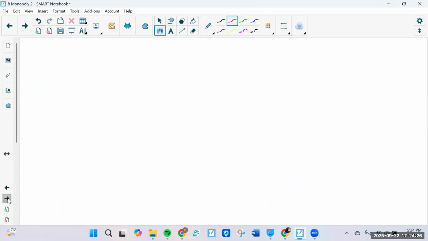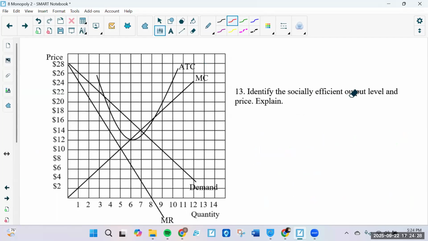All right. Identify the socially efficient output level. Socially efficient is a fancy name for allocative efficient. We use them the same way. You can actually use them interchangeably. They're not really exactly the same thing, but in this course, you're more than welcome to use them interchangeably. Bottom line, it's where price is equal to marginal cost.